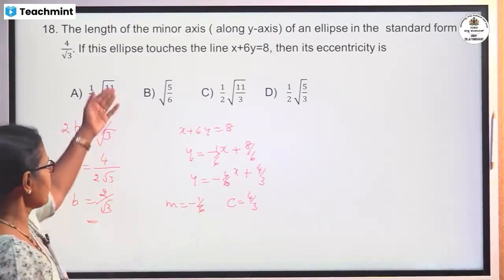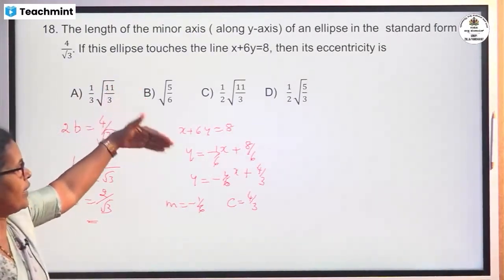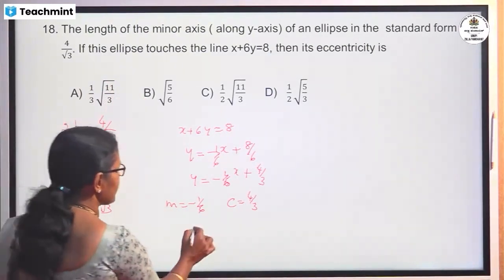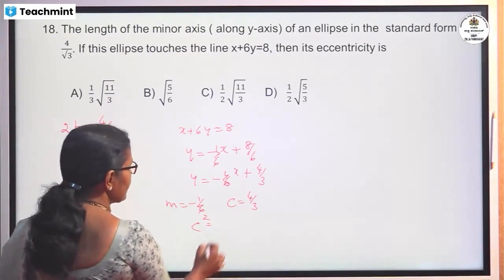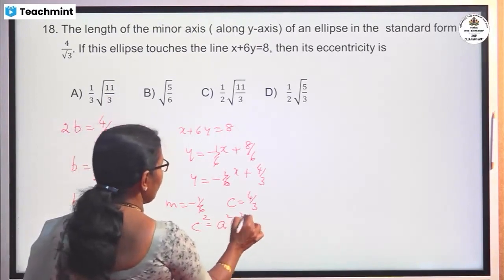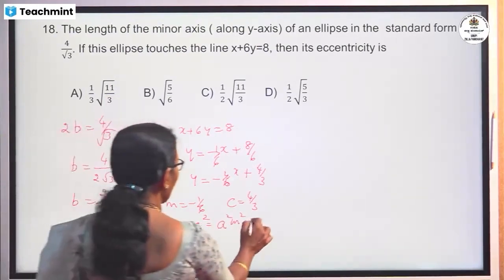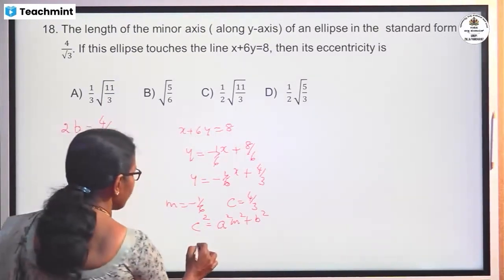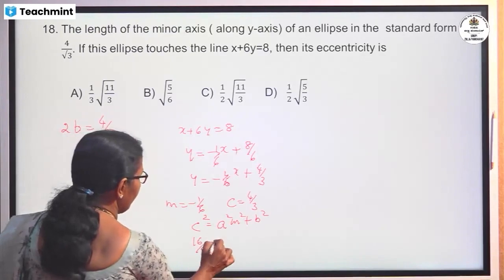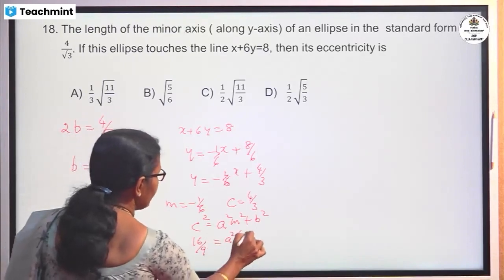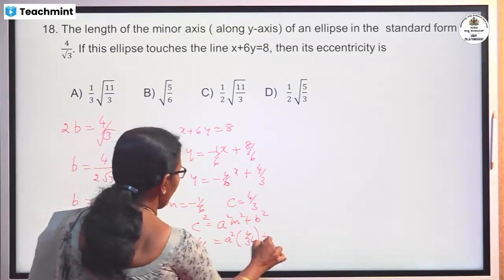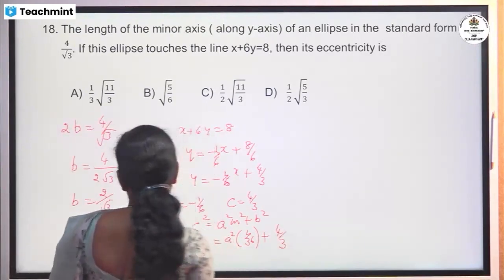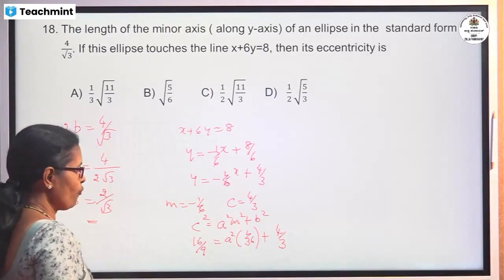Now, which is the condition of the tangency? We have to use the condition of the tangency, that is c square is equal to a square m square plus b square. That is c square means 16 by 9 equals a square into 1 by 36 plus b square means 4 by 3.